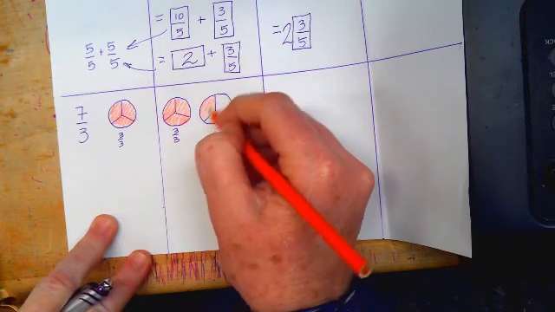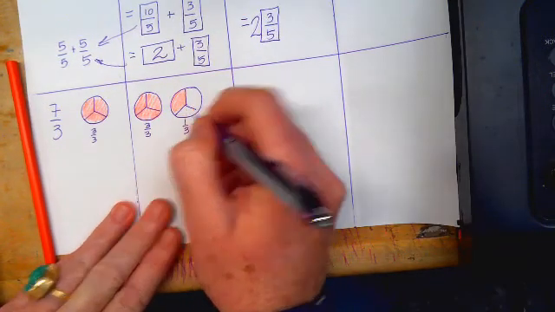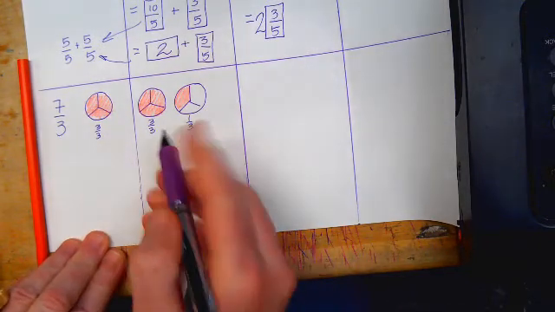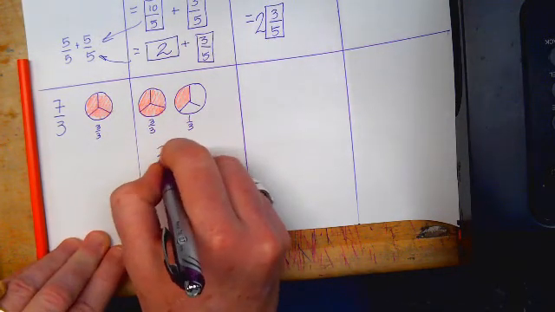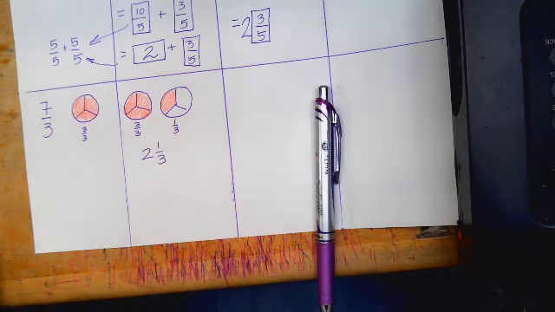And then I have 1, 2, 3, 4, 5, 6. So I need to color one of these. So I would have 1/3. So if I add these together, 3/3 plus 3/3 plus 1/3 is 2 1/3. Okay, so that's the way to do it using a picture. But like I said, you're not always going to have time to do that. And you're not always going to have little colored pencils or paper near you.